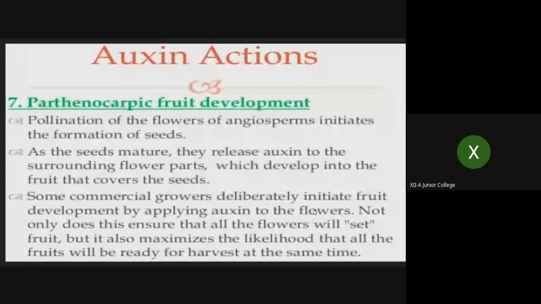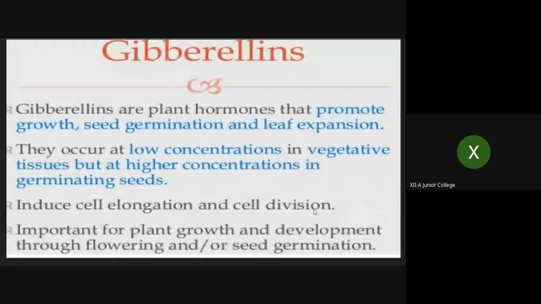Not only is flowering initiated, but in the development of the fruits, when the flowers are treated with auxins, synthetic auxins in case of commercial fruits, all flowers set into fruit, all fruits look similar, and all fruits get ready for harvest at the same time, because that is useful for the commercial product. So that's why this is applied.